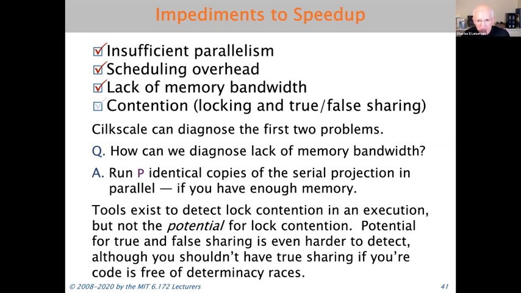And even harder than lock contention is detecting true and false sharing. As I say, if you're running deterministic code in Cilk and using a good memory allocator, your risk of this kind of problem goes way down, but it's not zero. But before you waste your time trying to diagnose the potential for lock contention or a sharing problem, you probably want to eliminate the first three reasons. It's the least likely explanation for lack of speedup, and it's hard to diagnose.